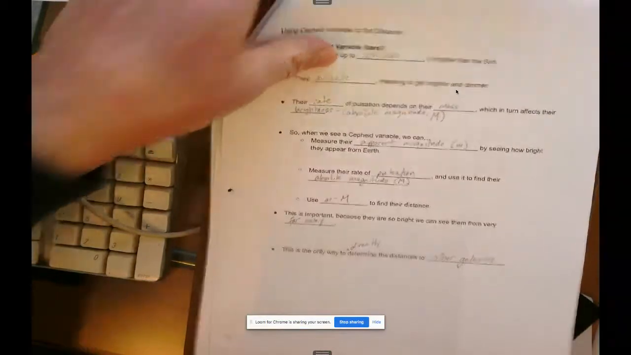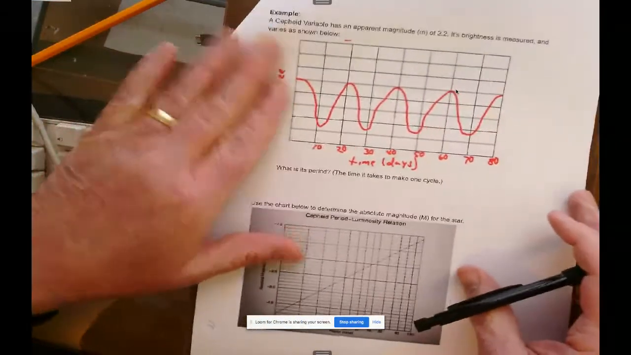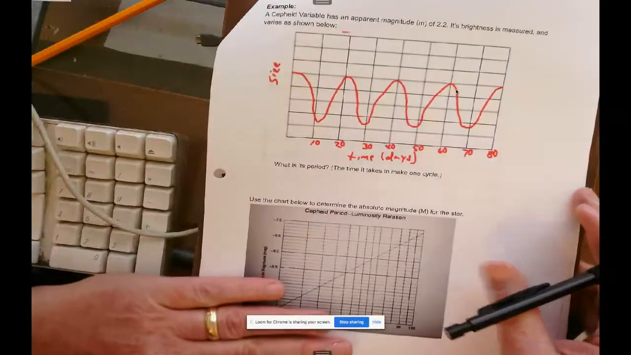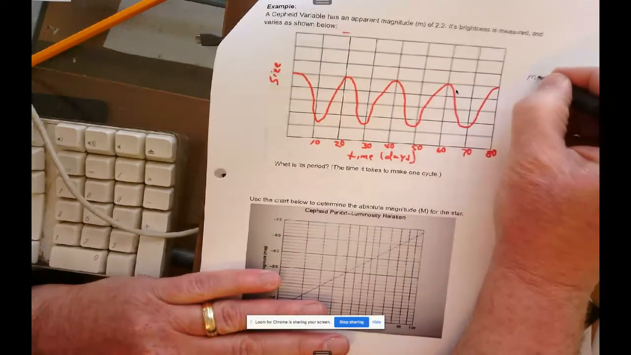So, how do we do it? Well, I'm going to give you data for a Cepheid variable. It looks something like this. And I'm going to give you that the apparent magnitude, the little m, is 2.2. I'll maybe make a note of that over here.